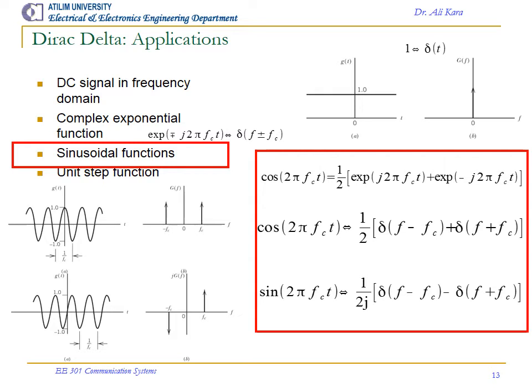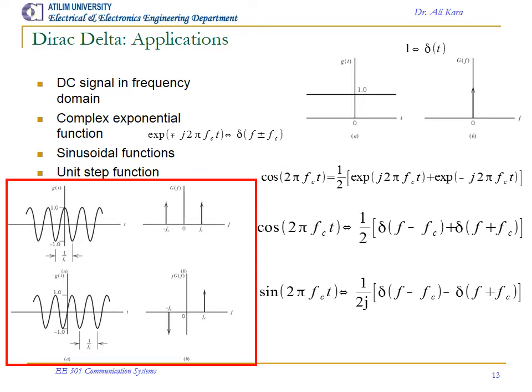It is also clear that the sine function can be represented in this manner. Sine of 2 pi fc t in time domain has the Fourier transform of 1 over 2j times Dirac delta of f minus fc minus Dirac delta of f plus fc. Take a look at the time and frequency domain graphs of sinusoidal functions.